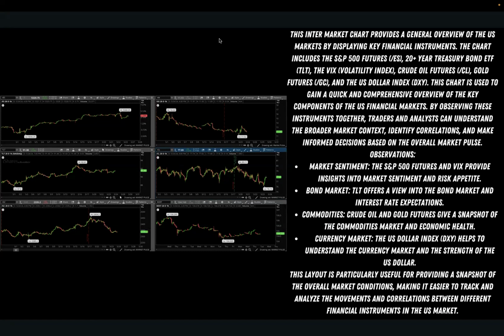Now, when you take a look at this, the S&P 500 futures and VIX provide insights into the current market sentiment and risk appetite. The bond market is also viewable here through TLT, right, which is those 20-year Treasury bond ETF. That offers a view into the bond market and interest rate expectations. And we've got commodities in here with crude oil and gold futures giving a snapshot of the commodities market and economic health. And then you've got the currency market here with the US dollar index, ticker symbol DXY, to help understand the currency market and the strength of the US dollar. This layout is particularly useful for providing a snapshot of the overall market conditions, making it easier to track and analyze the movements and correlations between different financial instruments in the US market.